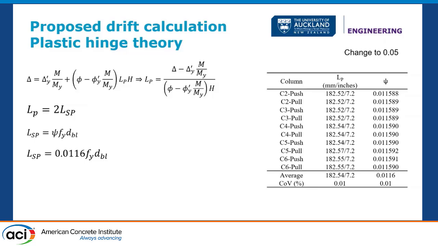So basically, I'm saying the plastic hinge length is 2 times the strain penetration. The strain penetration depends on the yield stress, the diameter of the bar, and this psi factor. I back-calculated the psi factor for all of my columns, and I got 0.0116. The coefficient of variation is pretty much 0, since I have 5 or 6 tests that are all the same. So we will need to repeat this with several different sizes, different axial load ratios, different FRP configurations, and everything.